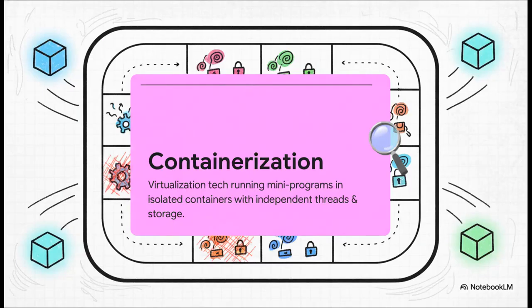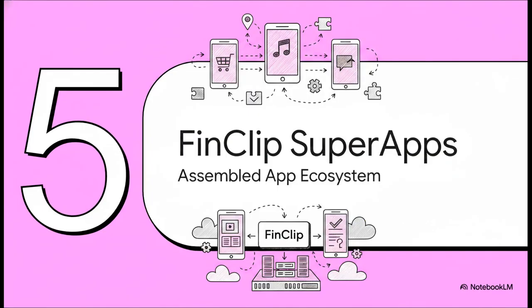Now, the secret sauce making all of this work is containerization. Think of it like a highly advanced virtualization tech. When a mini program loads up in your host app, it's placed inside a perfectly sealed secure sandbox. It gets its very own independent threads and its own secure local storage. One mini program cannot see or mess with another. This incredibly safe isolation is the key. It allows your platform to scale up infinitely without the fear of your entire app crashing just because one single feature glitched out.